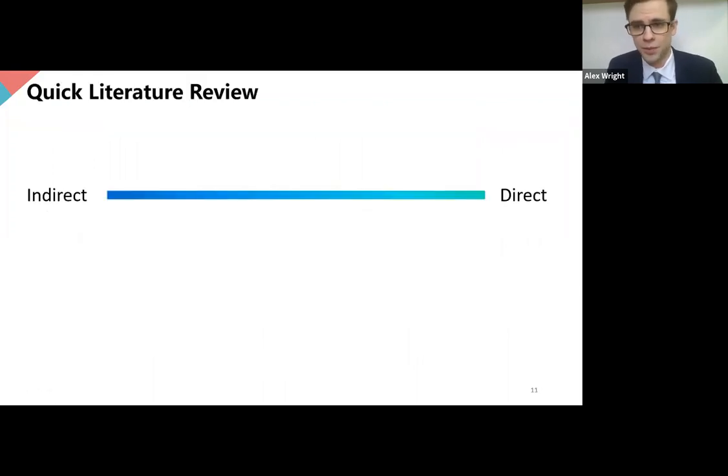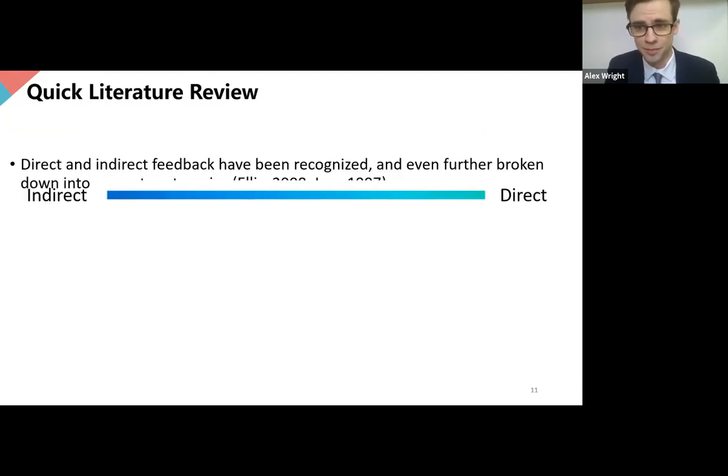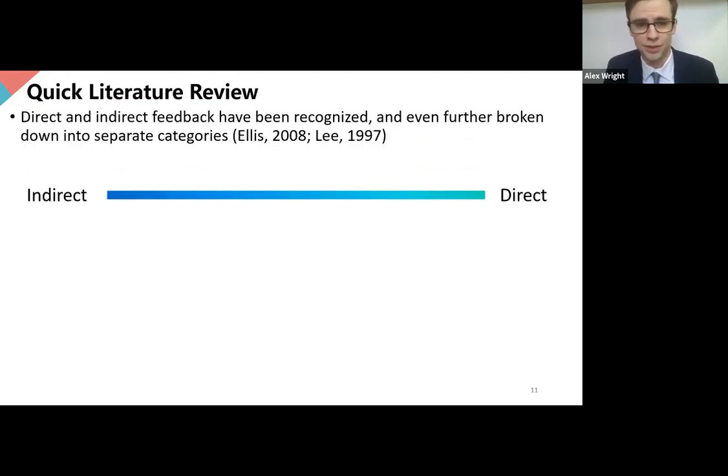So I think most people in the literature agree with this kind of dissection of feedback, but it's not that simple. A lot of other categories have also been recognized, and it becomes not a black and white case of indirect and direct, but more of a gradient. So far on the indirect side, we might have something like, this document is insufficient, but you don't give any more detail than that.